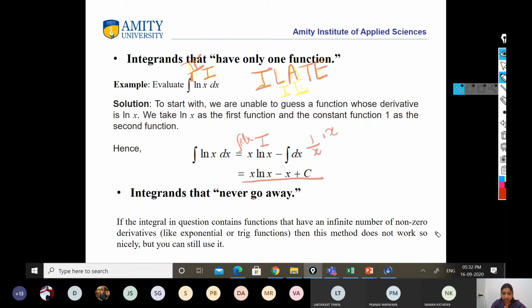Next thing, I don't know why this PPT is not moving.